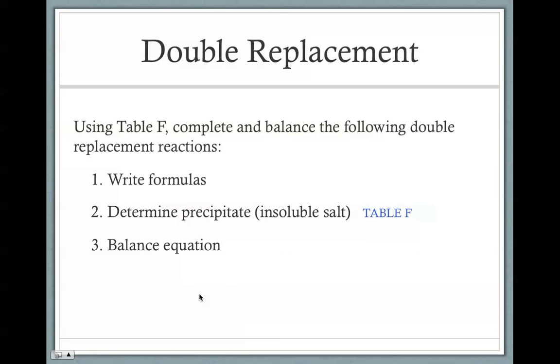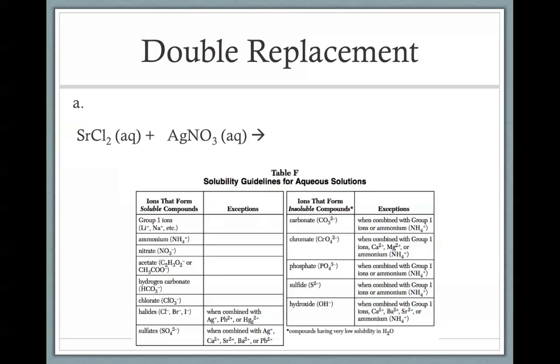Alright, we're going to be using table F again. This is going to help us complete and balance the following double replacement reactions. We're going to be writing the formulas just like before. Now we're going to be determining our precipitate or our insoluble salt, which is going to be a solid, using table F and balancing our equation as usual.